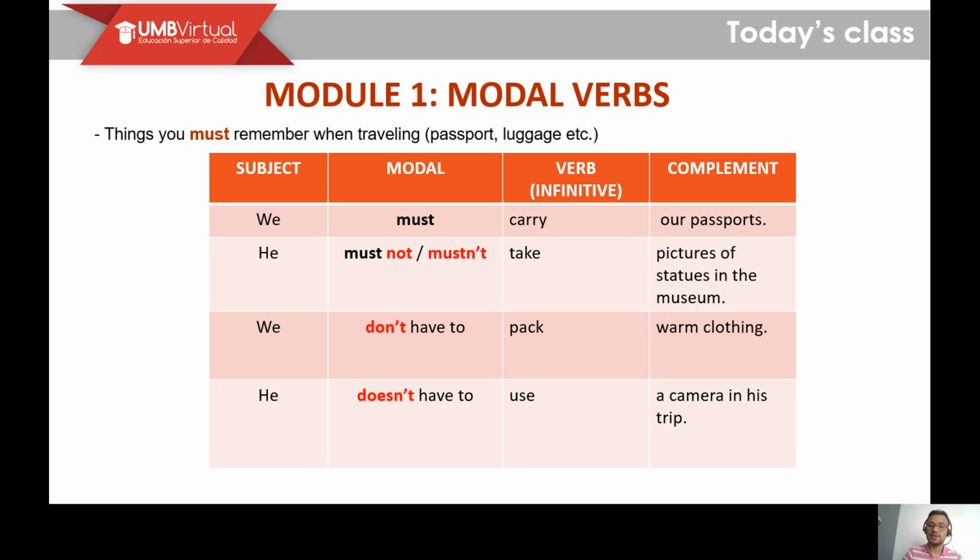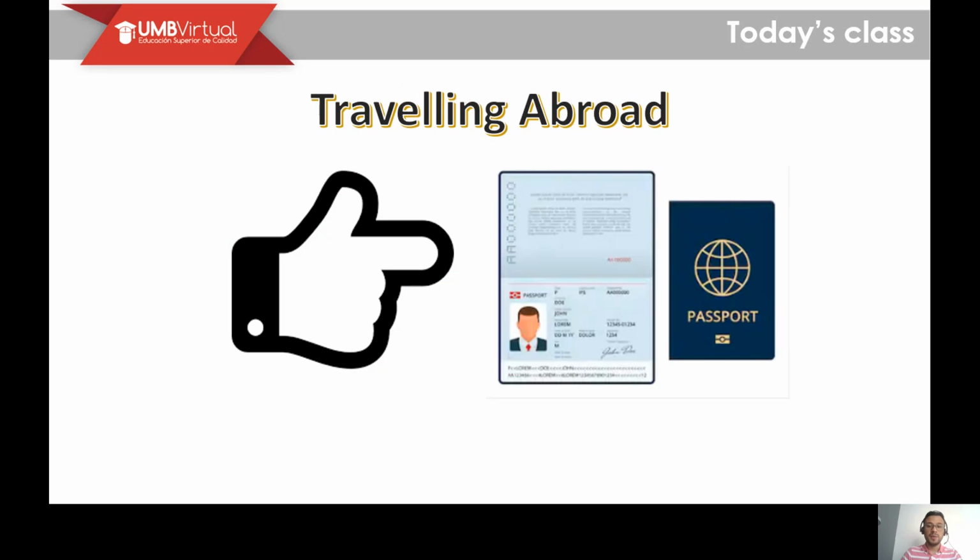So with must, the intention is that in affirmative form, you have it like an intrinsic motivation because you know that you need to do that thing. And with the negative form, remember that is because you have a rule that is not allowing you to do something. You can use both ways, must not or mustn't. And with have to, don't have to, or doesn't have to, we have it like we don't have to pack warm clothing, and he doesn't have to use a camera in his trip. Also expresses obligations that you may have over there in the use of this language about traveling abroad.